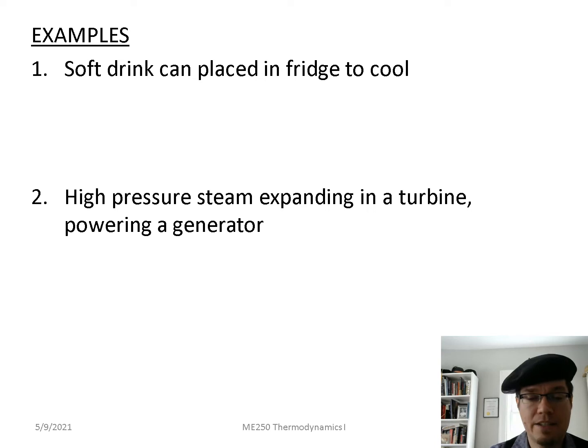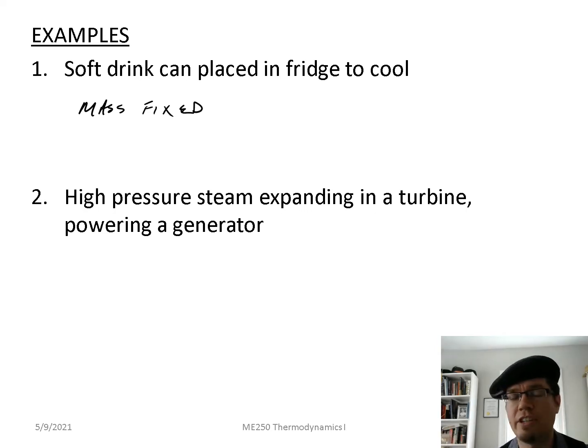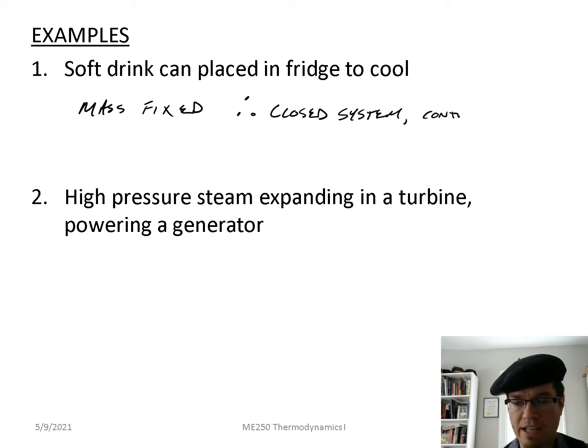The mass is fixed. The mass in this case might be the beverage inside the can, it might be the beverage and the can, but regardless, the mass is fixed. Nothing's going to change of that mass over time. So therefore, it's a closed system, and it's a control mass.